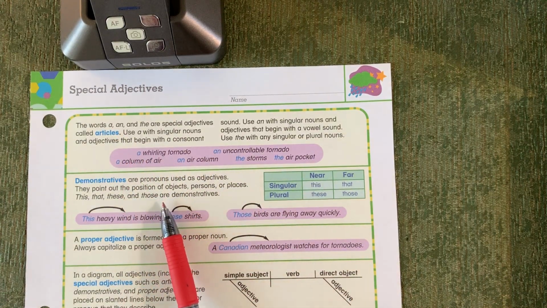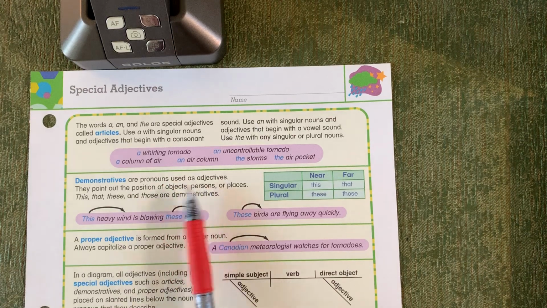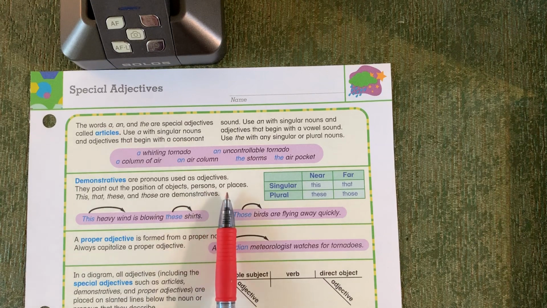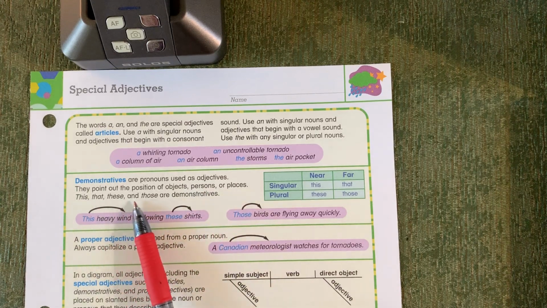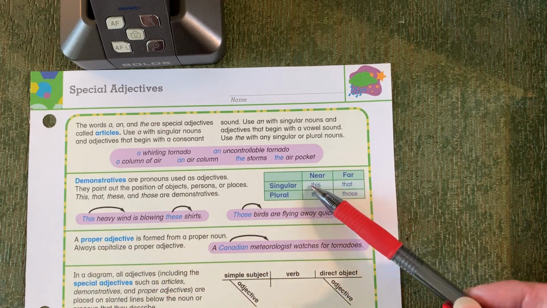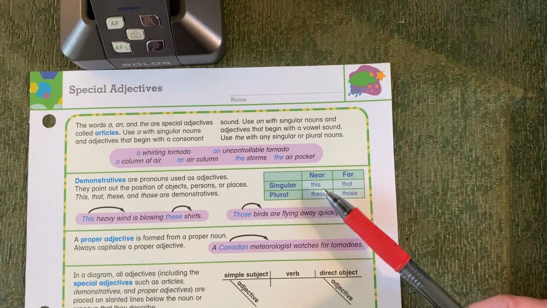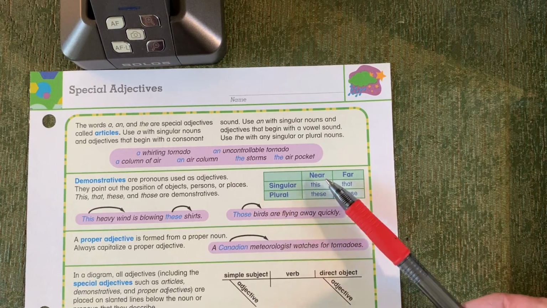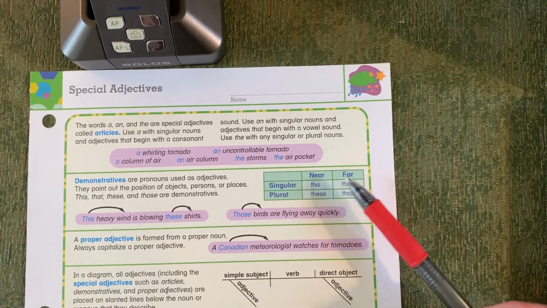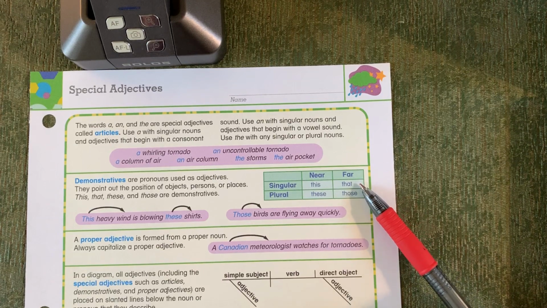And then the demonstratives, remember, are pronouns used as adjectives. They point out the position of objects, persons, or places. This, that, these, and those are demonstratives. So if you look over here at the box, the singular demonstrative adjectives are this and that. We use this when something is near. We use that when something is far.